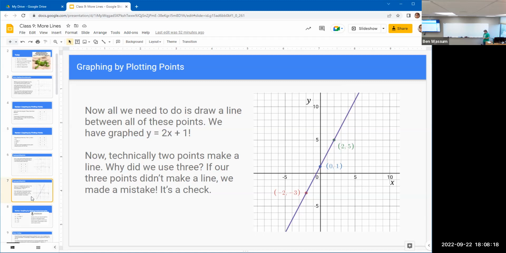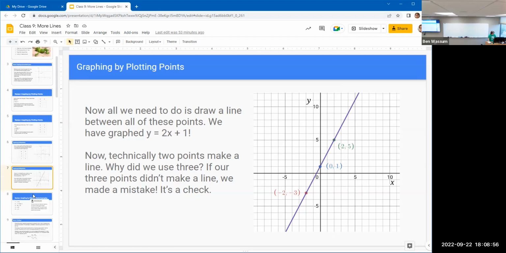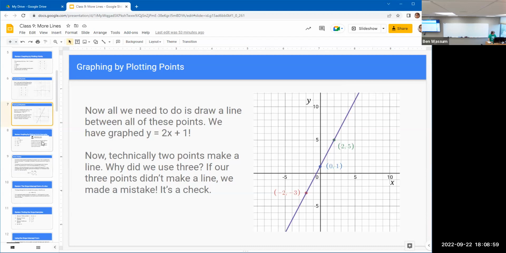You could get away with 2 points as long as you're 100% sure that you're not making any mistakes. Having that third point is just there to make a check, because any 2 points you do, even if they're wrong, are going to make a line. But if you do a third point and 2 of your answers were right and 1 was wrong, or the other way around, they're not going to line up. So you generally do a third point to make sure that you're not making just a simple mistake. It doesn't take a lot more time. You can just throw it together.